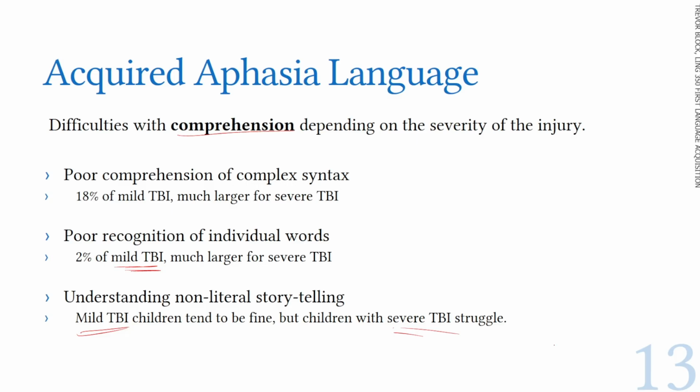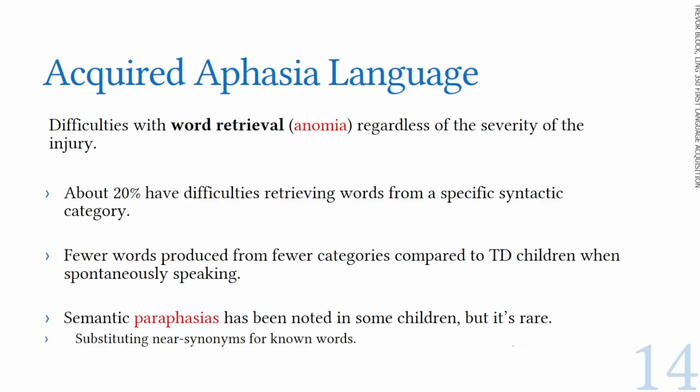I mean, really every aspect of language in terms of comprehension and processing can be significantly problematic for people with severe TBI. Okay. So one issue here is word retrieval. So this is called anomia, and this doesn't change depending on the severity of the injury. So people with mild TBI and severe TBI tend to experience the same rates of anomia. So about 20% of people have difficulties retrieving words from a specific syntactic category. So a lot of categories may be okay, but someone might struggle with, like, say, nouns. Someone might struggle with verbs. It's a really interesting phenomenon. It kind of tells you how categories are stored in the brain.